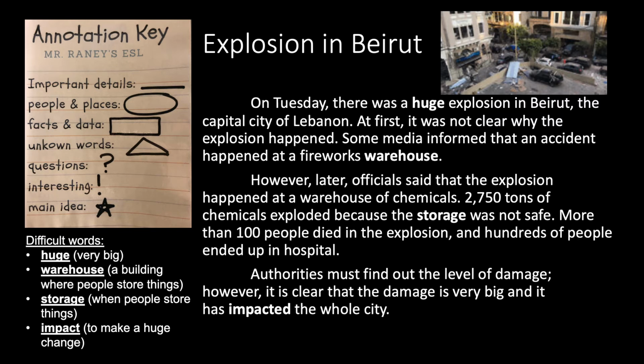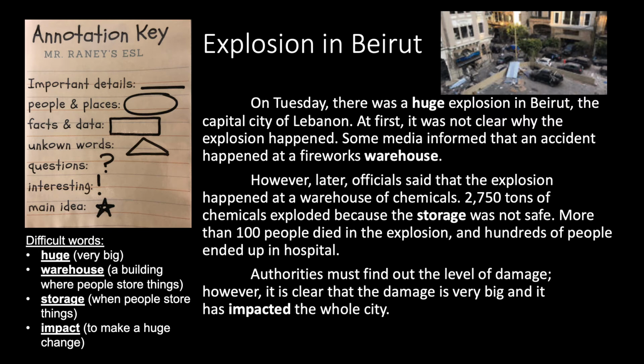I'm going to circle Beirut because that's an important place to our story. You can see over here I put a circle. It's the capital city of Lebanon. I'm going to also circle that because it's important for us to know where this is happening. And I'm going to underline there was a huge explosion because that's an important detail, right? That's really what the story seems to be about.